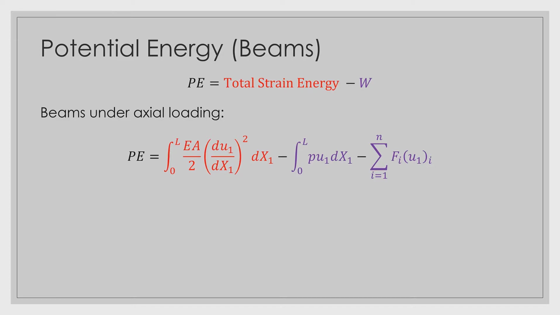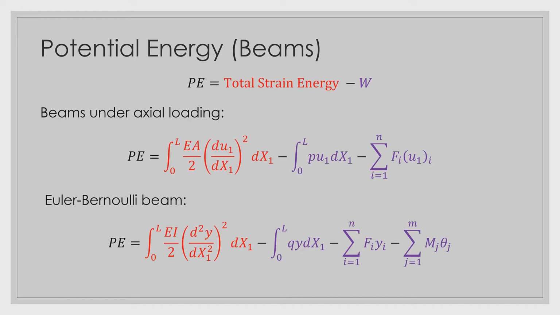The work done on the system, of course, is our laterally distributed load times the displacement integrated over the length of the beam, minus the summation of any concentrated forces multiplied by their corresponding displacements. Now, that's a beam under axial loads, but in this specific quiz, we're going to talk about the Euler-Bernoulli beam, and the potential energy is simply, again, the total strain energy minus the work done on the system by the external loads.